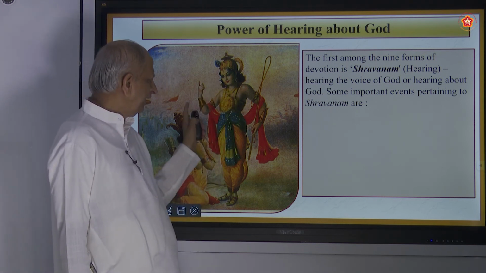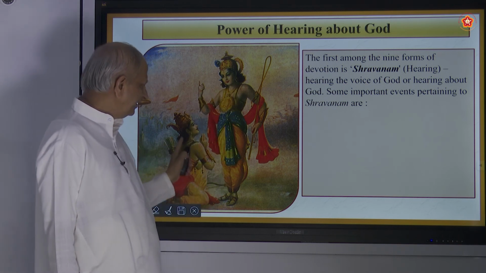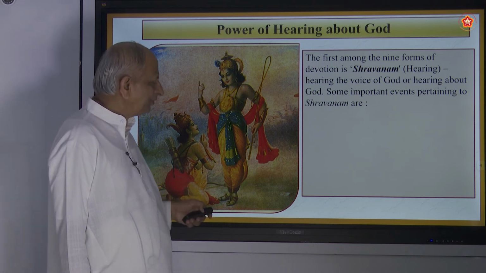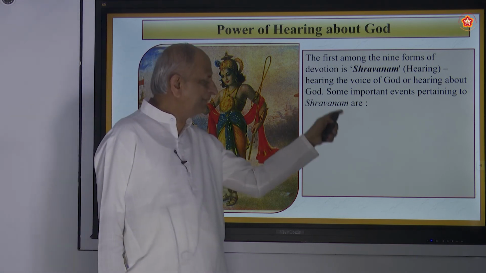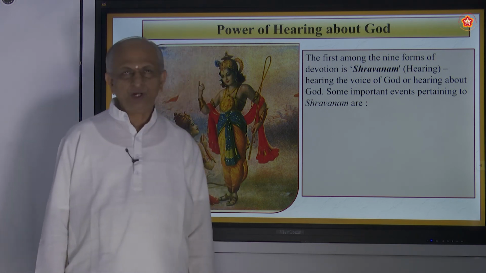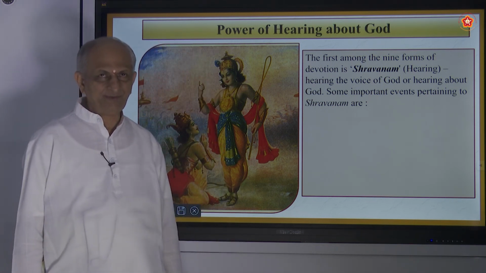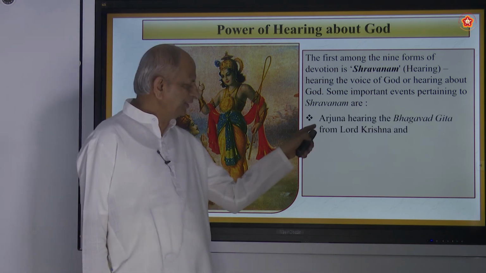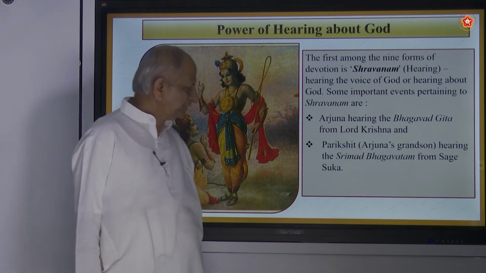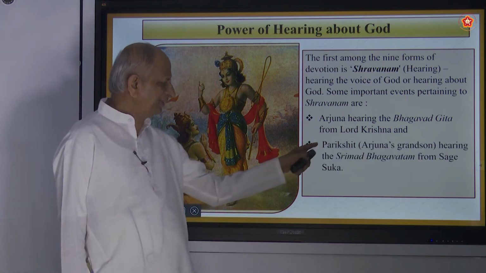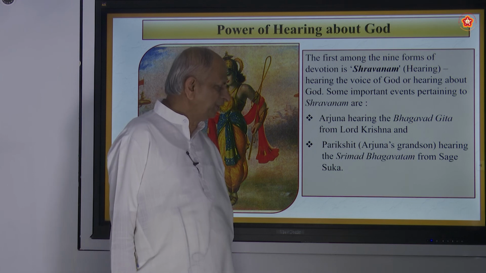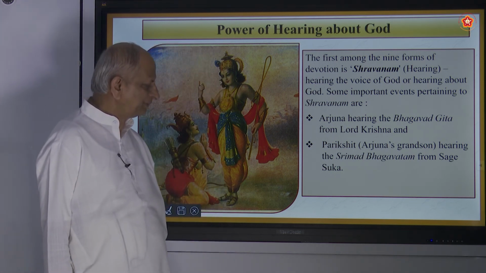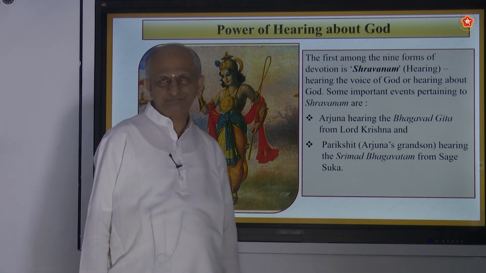So here he acts like a mic. He acts like a speaker. Okay. So this process is called Shravanam. Hearing about God. One of the 9 types of devotion, the first one, is called Shravanam. Arjuna hears the Bhagavad Gita from Lord Krishna. Similarly, Arjuna's grandson, son of Abhimanyu, namely Parikshit, heard the Srimad Bhagavatam from sage Shuka.